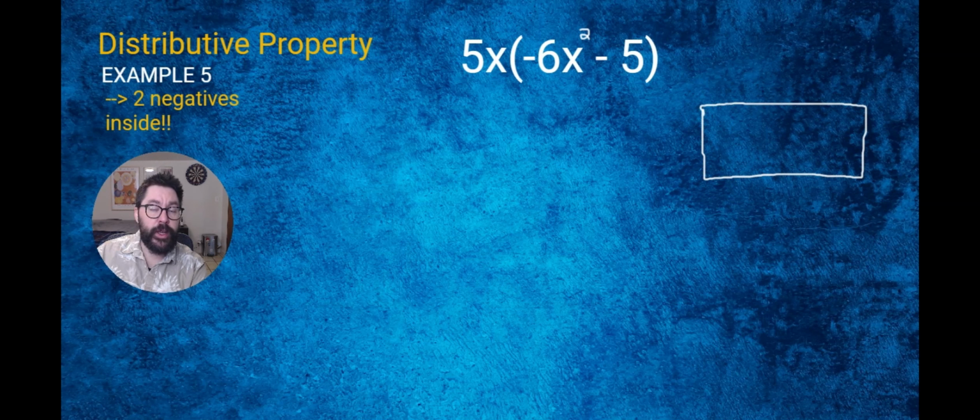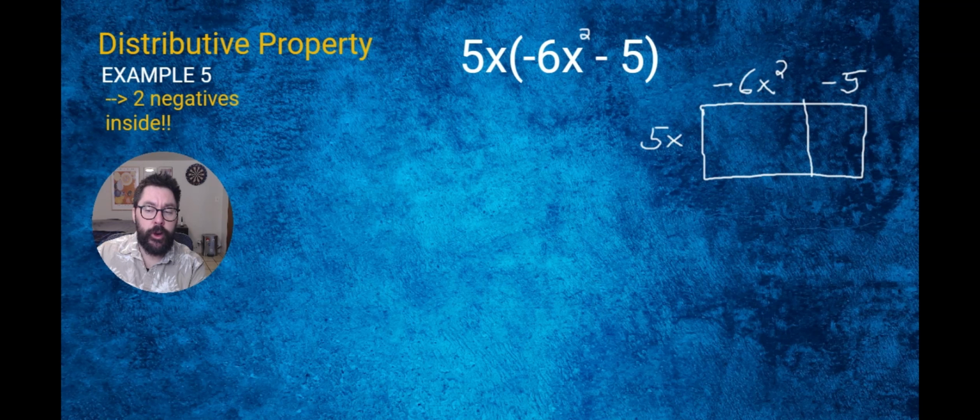Let's start with what's inside our parentheses. So our first room is going to be negative 6x squared. And again, we're not drawing the rooms to scale, so don't worry about making sure your little house here is perfect. The next one we have is minus 5. So we write over here, minus 5. And what are we multiplying all that by? 5x.